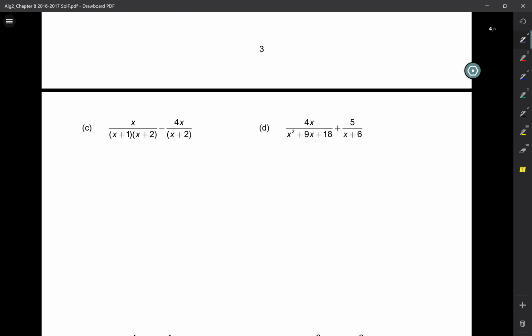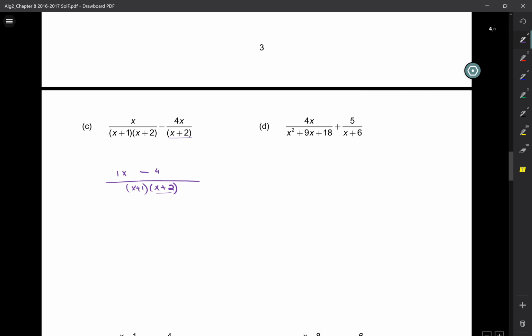All right, what'll be the common denominator here? X plus 1 and x plus 2. Okay, so now, if I take that denominator and divide it by the first one, and if you cover the common terms, what's left over? 1 times x minus, here, x plus 2 and x plus 2 are the same. What's left over? X plus 1 times 4x.